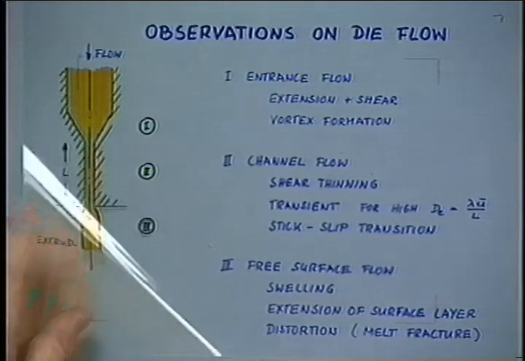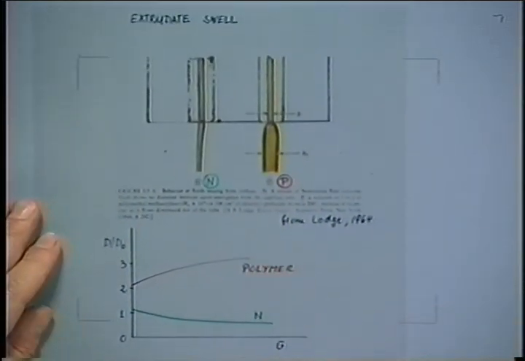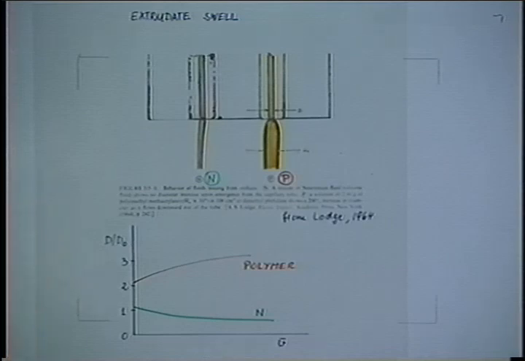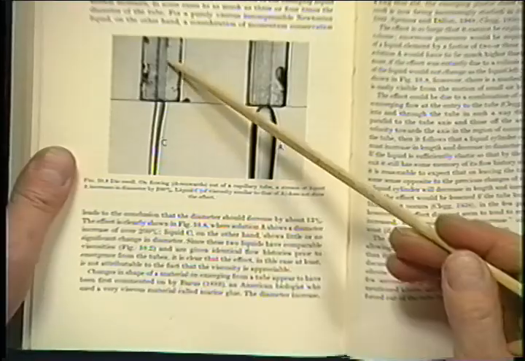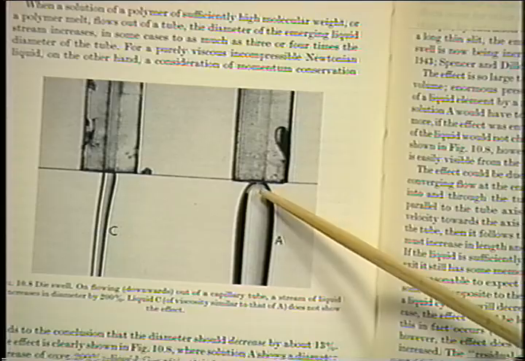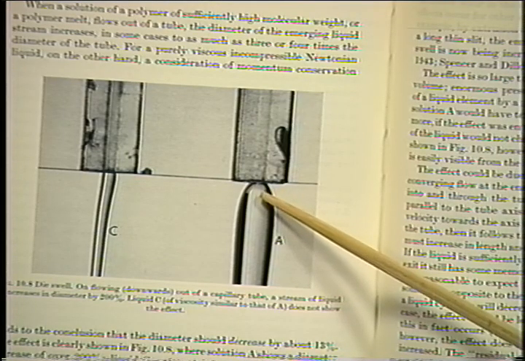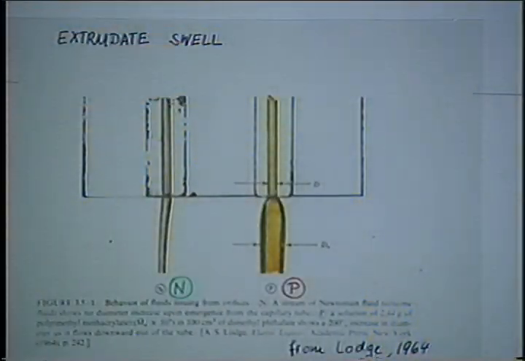Let me show you some pictures on this. Those are pictures of exudate swell, taken from Arthur Lodge's book. This is better. See, this is a Newtonian liquid which is extruded from a capillary, and this is a polymer solution. A few macromolecules are in there, and it's not very concentrated. It swells, and the swelling is very, very large.